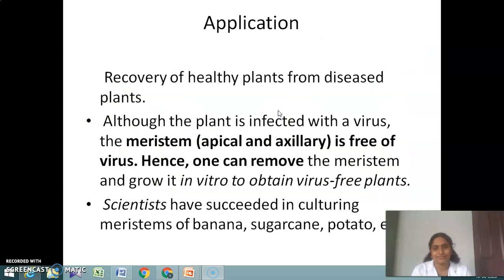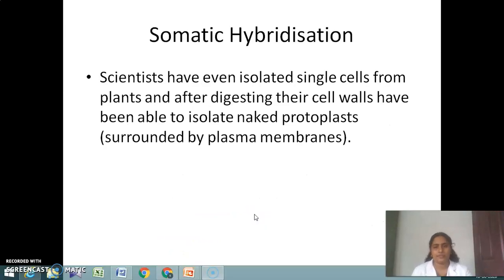Clear? What is its application? Recovery of healthy plants from diseased plants. Because from a single cell we can produce new plants, isn't it? So although the plant is infected with a virus, the meristem, apical or axillary, is free of virus. Hence one can remove the meristem and grow it in vitro to obtain virus-free plants. Clear? So scientists have succeeded in culturing meristems of banana, sugarcane, potato, etc.